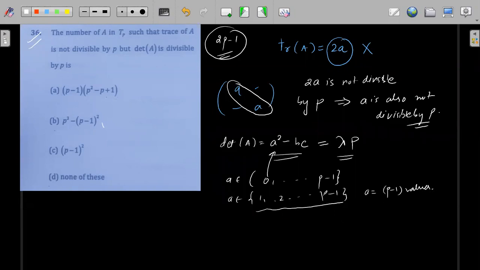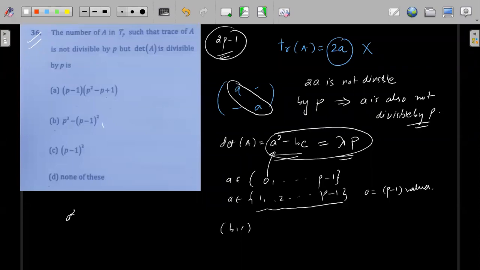Right? So if A can take P minus 1 values, then we can have P minus 1 ordered pairs of B and C. Because for each A, we will have some BC, so that we will have A square, so that this condition will be satisfied. Understood? So for each value of A belonging to 1, 2, 3, ..., P minus 1, there are P minus 1 ordered pairs for B and C such that A square minus BC is divisible by P. Hence there are P minus 1 whole square matrices.